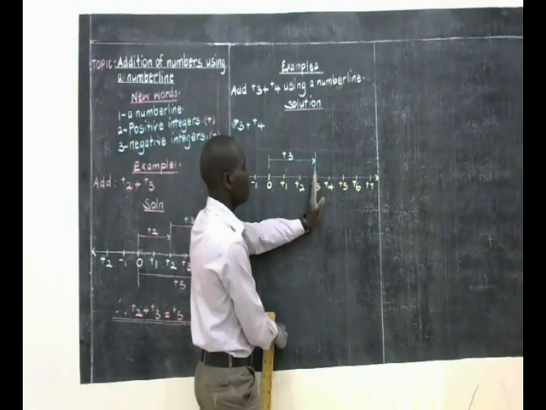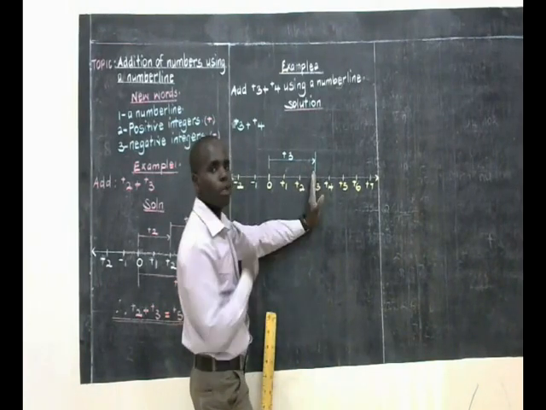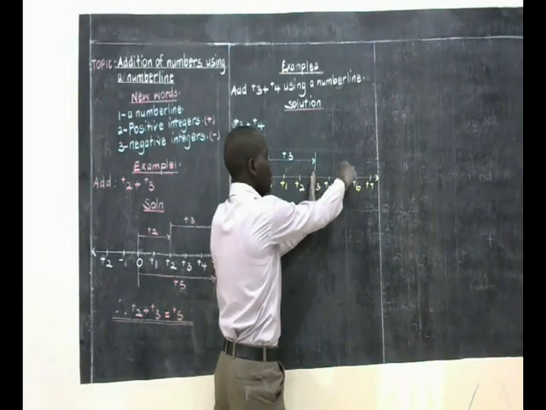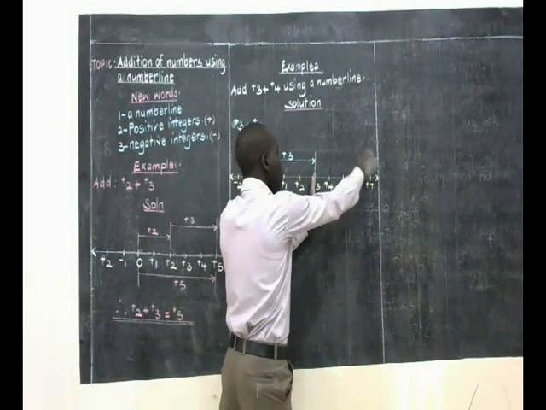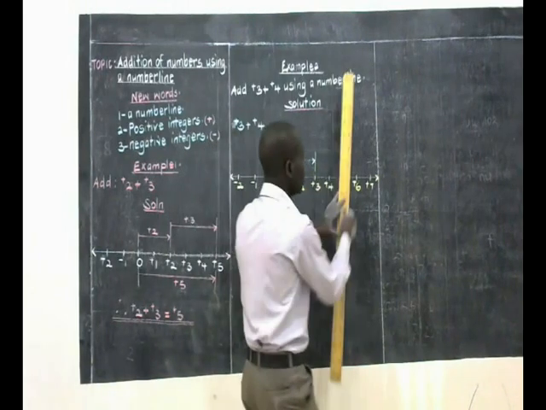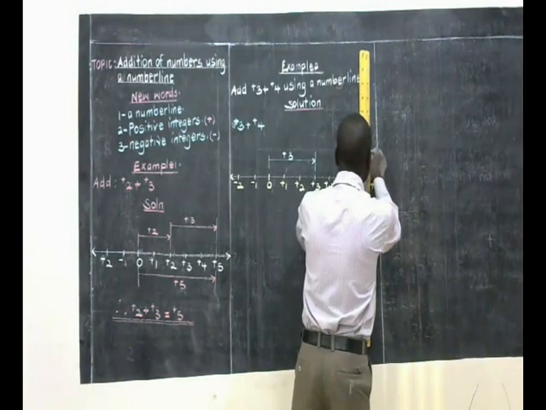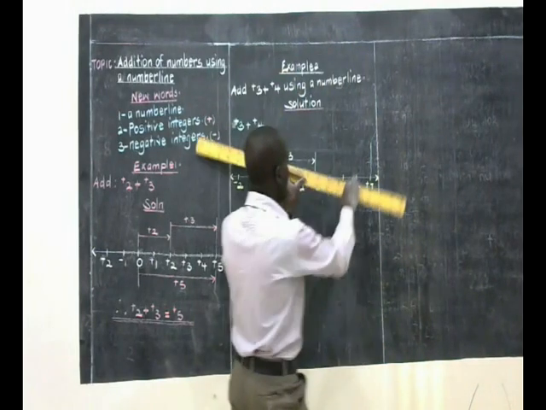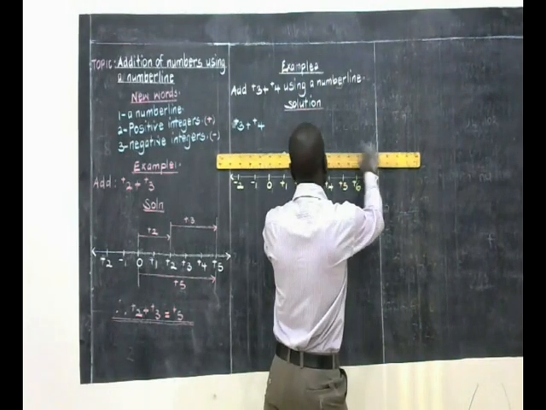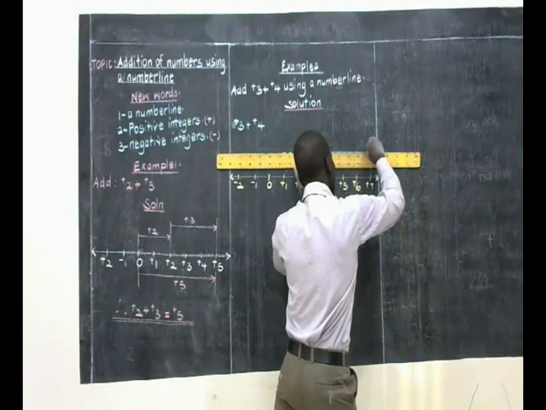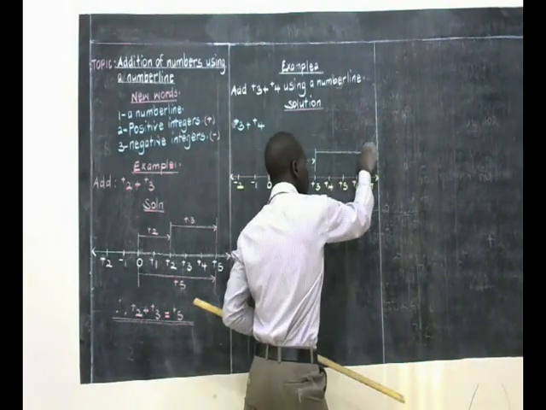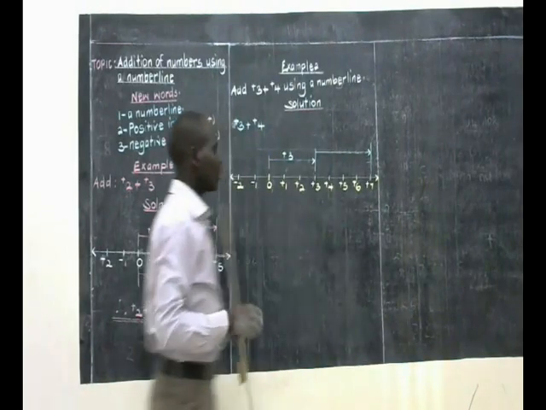So meaning that from here, we shall count more 4 steps. That is 1, that is 2, that is 3, and 4. So you will see that we shall end here. Which number is that? It is positive 7. So we join now from where the first arrow ended up to where the last arrow ended. That means we have to indicate also the direction.